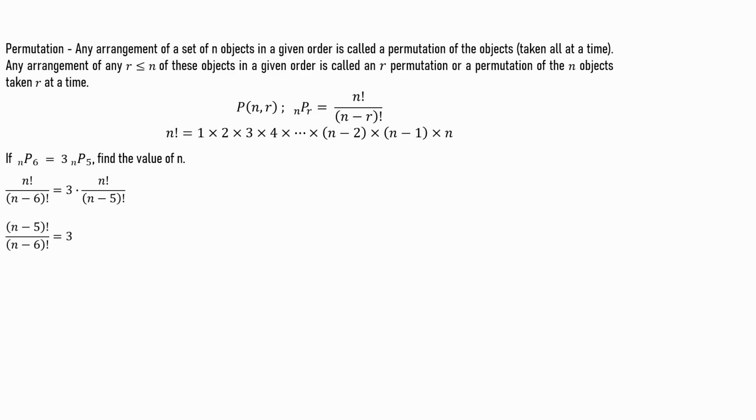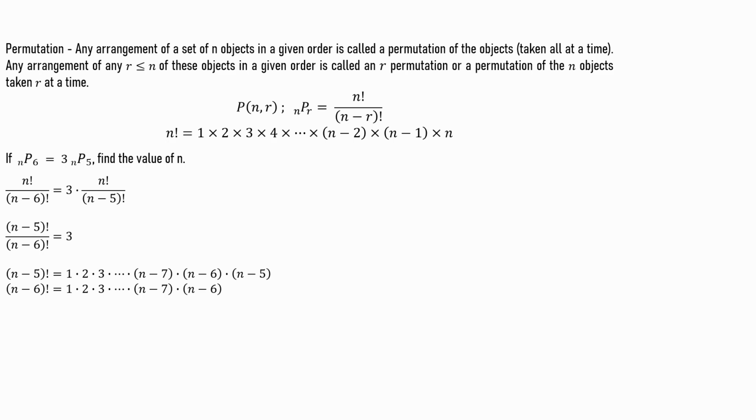So, n minus 5 factorial over n minus 6 factorial equals sa 3. So, yung n minus 5 factorial, di ba? 1 times 2 times 3 and so on. Hindi natin alam kung ano yung n, so, ganito yung assumed notation natin, hanggang n minus 5. Next naman, n minus 6: 1 times 2 times 3 and so on, n minus 7 times n minus 6.